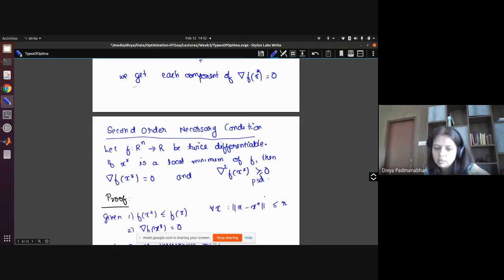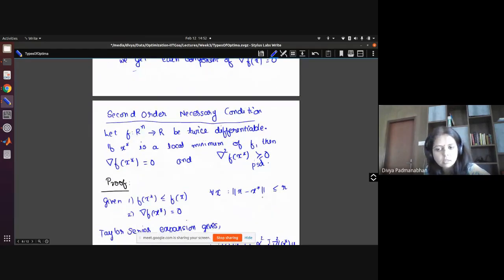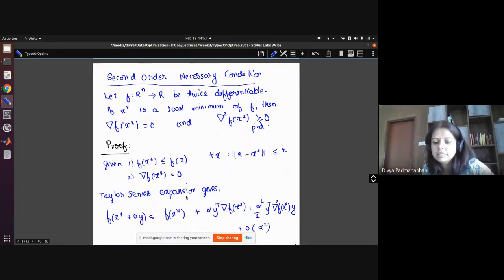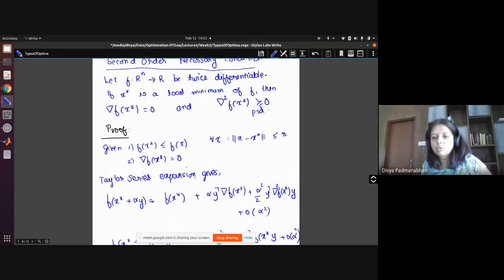Right, so let's see how we do this. This would make use of the Taylor series expansion. Recall we have f of x star is less than or equal to f of x for all x in the neighborhood. And you also just proved that the gradient is 0 at this point. So now we're going to use the Taylor series expansion around the point x star. The same idea.